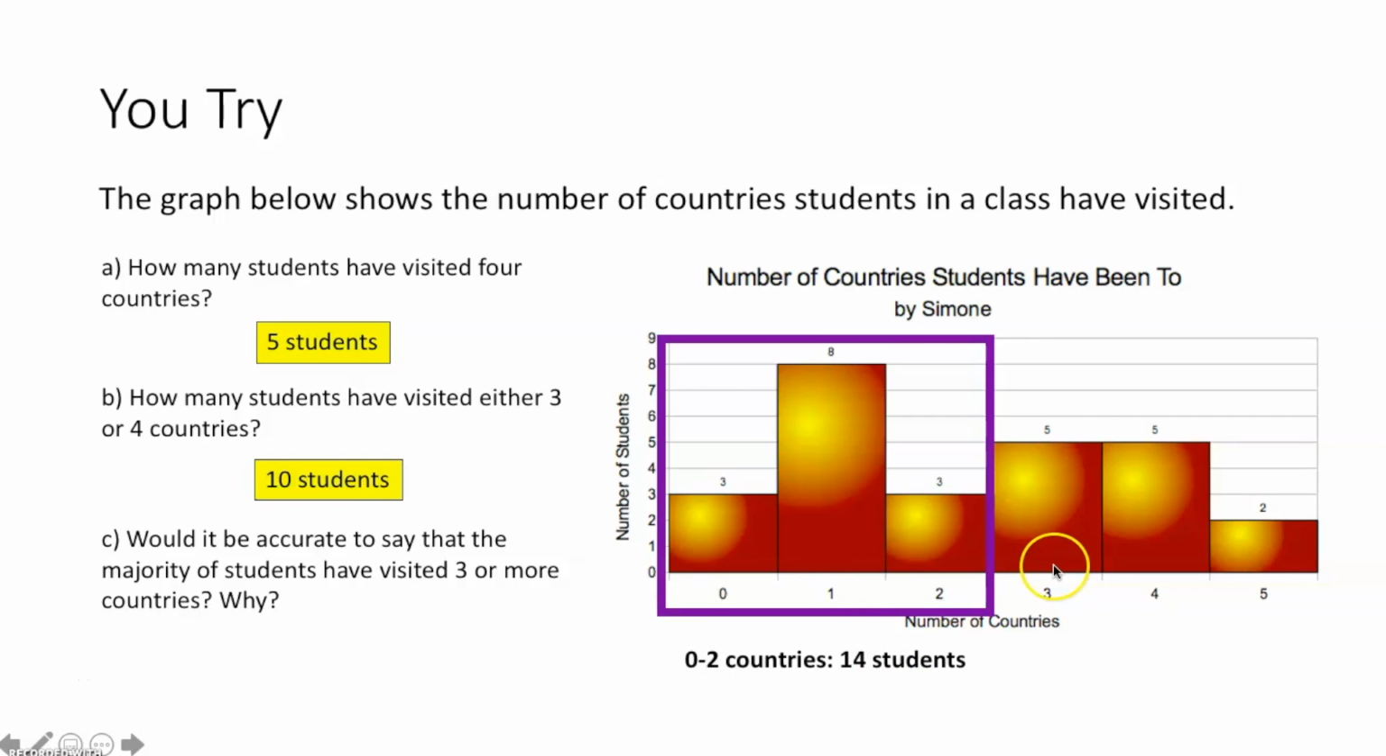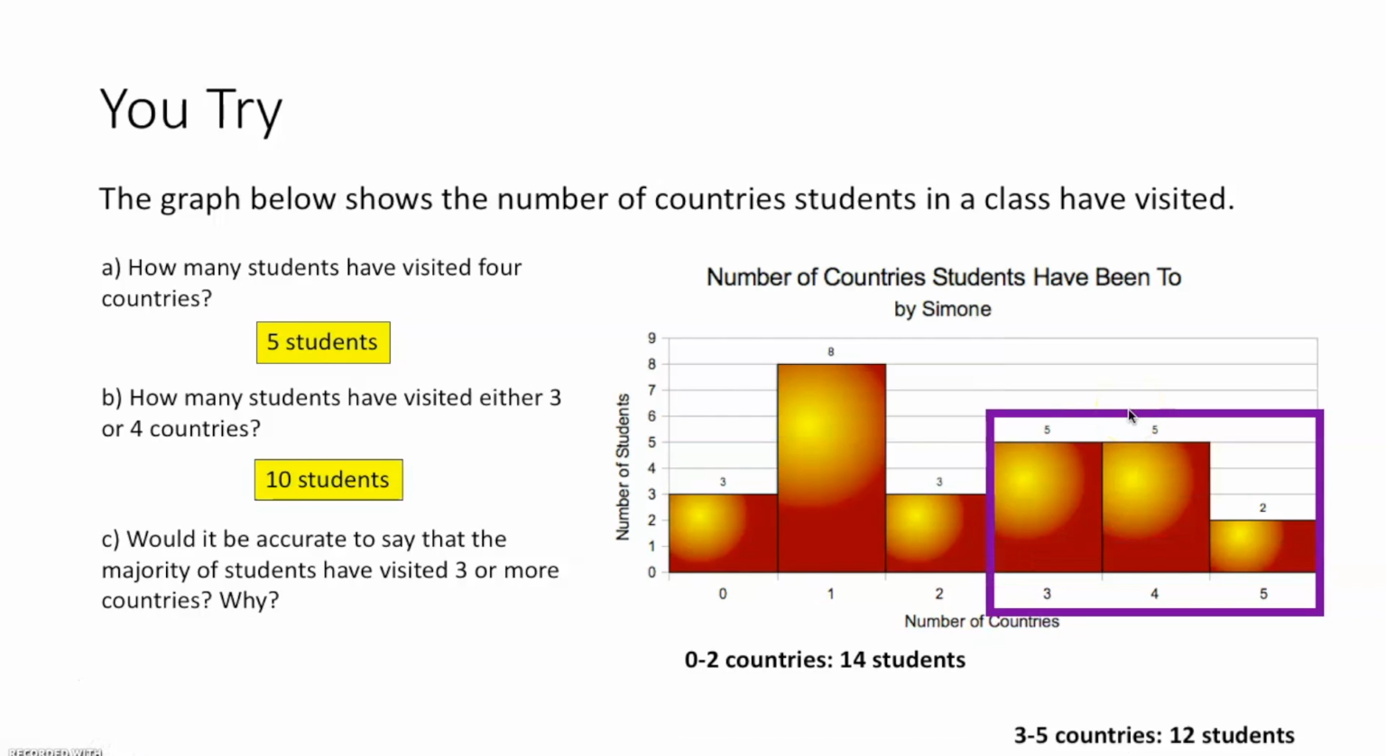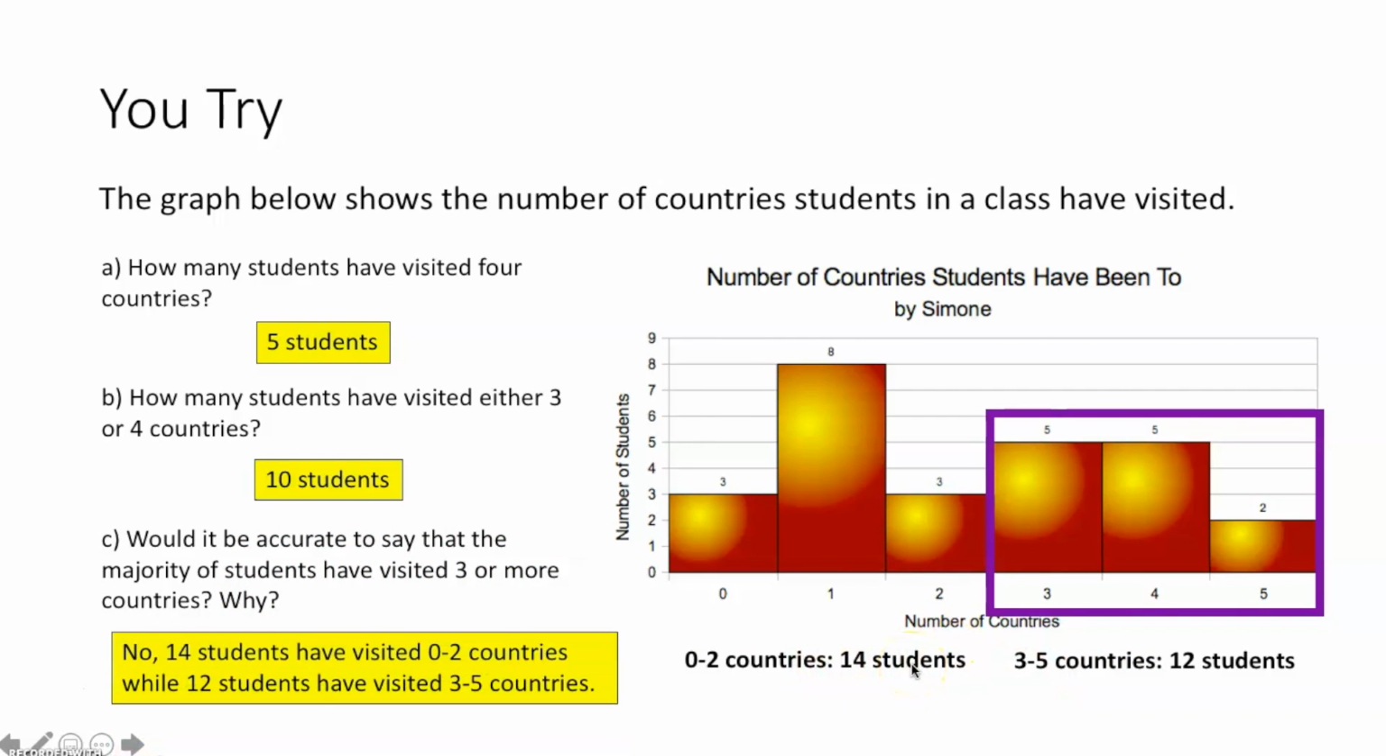We then go over here, and we say how many students have visited either 3, 4, or 5 countries. We add the 5, 5, and 2, and you get 12. So would it be accurate to say that the majority of students have visited 3 or more countries? No, actually more students have visited 0 to 2 countries, and then you're done.